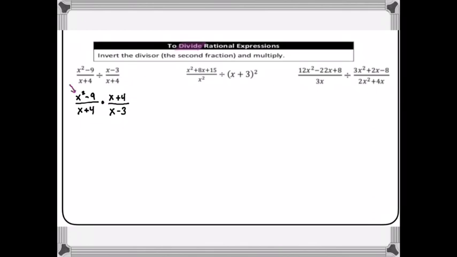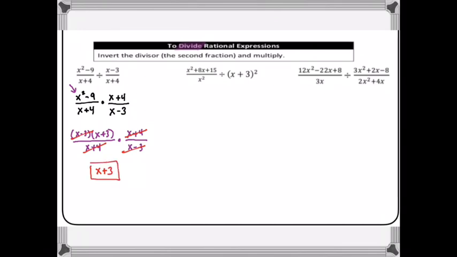So I know right here I got the difference of two squares, so that is going to factor into x minus 3 times x plus 3, all over x plus 4 times x plus 4, all over x minus 3. And so we can see that we got some stuff canceling out here. So I got that and that going out, that and that going out, and it looks like our final simplification is going to be x plus 3.